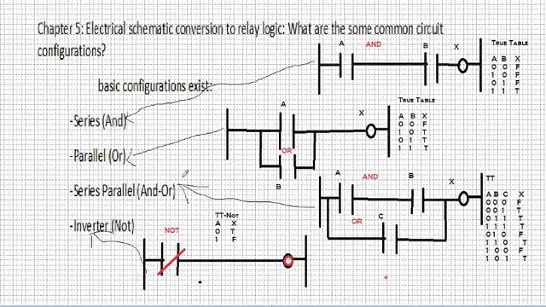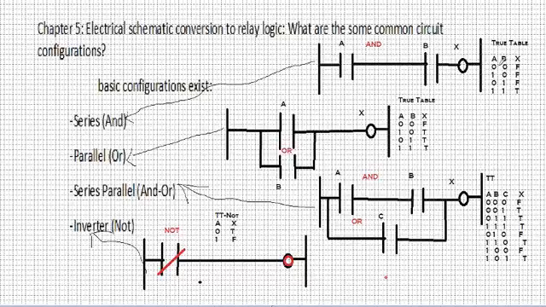Basically what we said is there's at least 4 basic logic configurations for relay logic and ladder logic. And they are series, parallel, and inverter. And there is the truth table for that. We studied those, and you can go back and review and try to make sense out of this. If you have any questions, just let me know. But it should make sense to you, right?